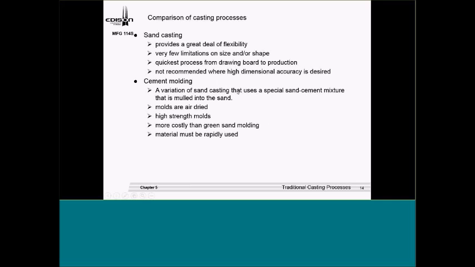So when we talk about comparison of the sand casting processes, we talk about sand casting itself and what its advantages are. And again, it does provide a great deal of flexibility.